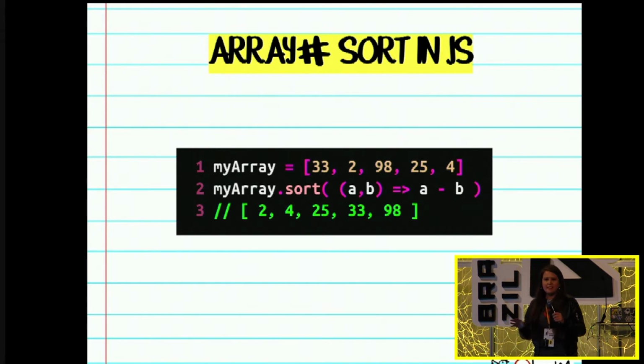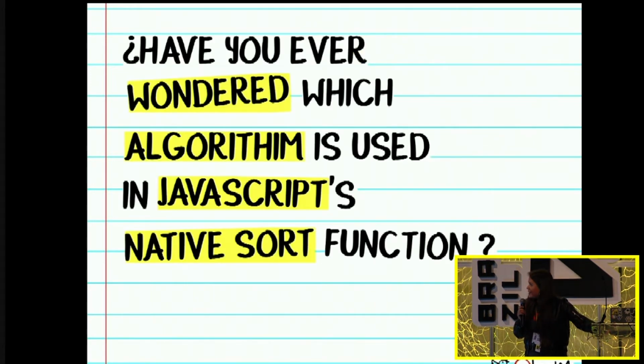So this is very basic. I imagine most of you have already sorted an array in JavaScript before. But here comes the million-dollar question, something that I kept thinking about and that I couldn't sleep until I actually found the answer. Have you ever wondered which is the algorithm used behind the native sort function? Is it only me? Don't I have a life or something?